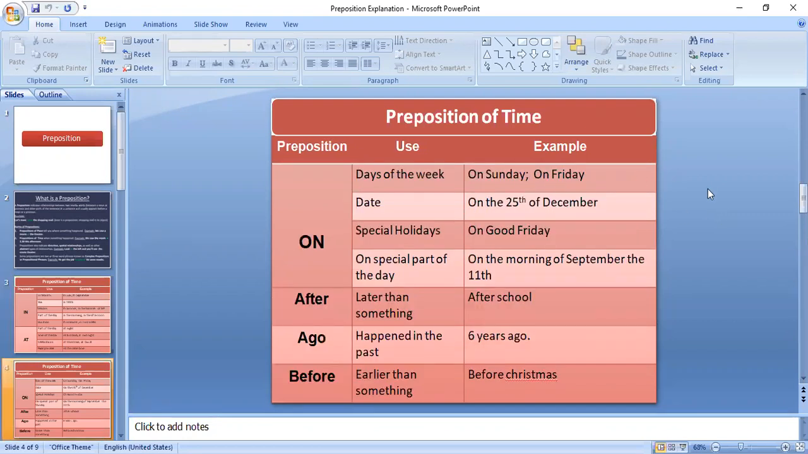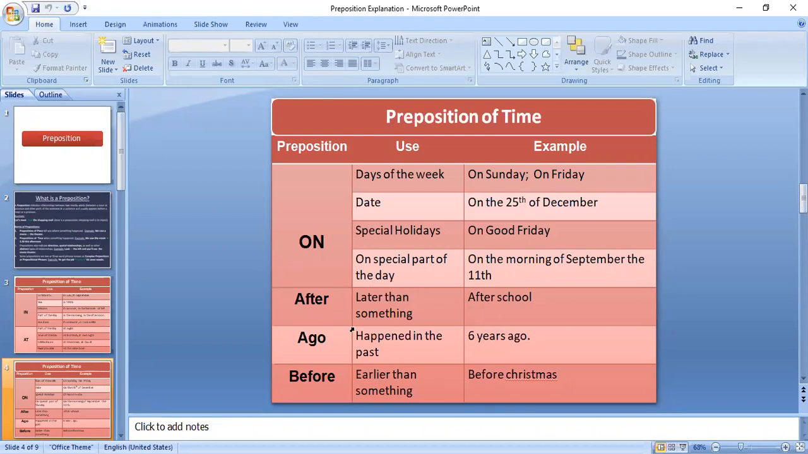Another preposition of time: on. Days of the week, on Sunday, on Friday, date, on the 25th of December, special holidays, on Good Friday, on special part of the day, on the morning of September the 11th. जब आप डेट भी दे रहे हो पर्टिकुलर और टाइम भी बता रहे हो, then on is used.